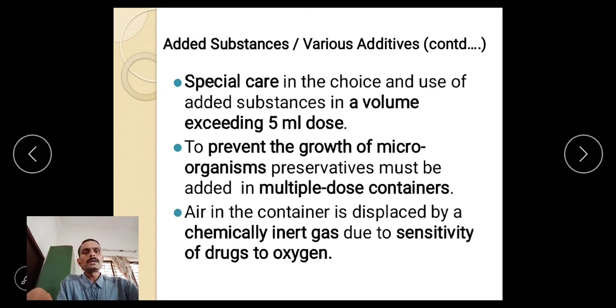Air in the container is to be displaced with a chemically inert gas due to the sensitivity of drugs to oxygen. If the drug is sensitive to oxygen, we have to replace the air with inert gases like nitrogen or argon.